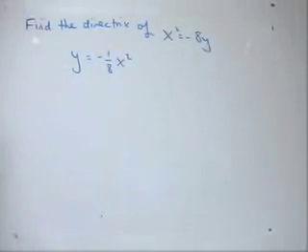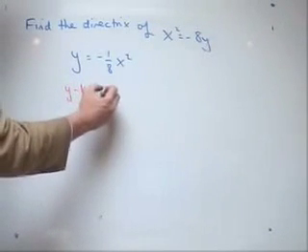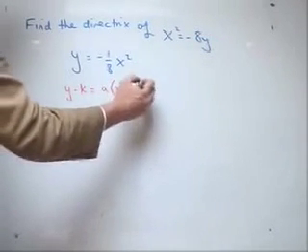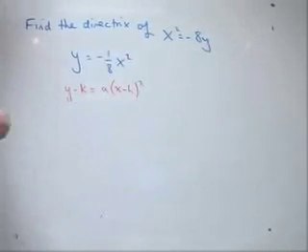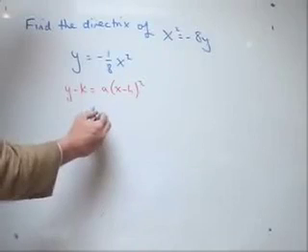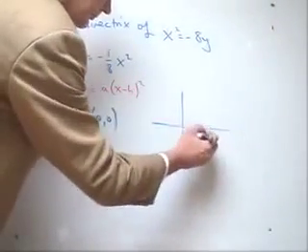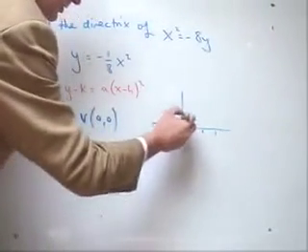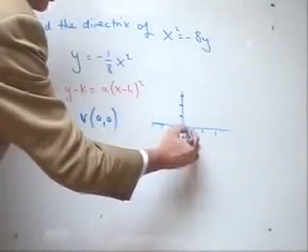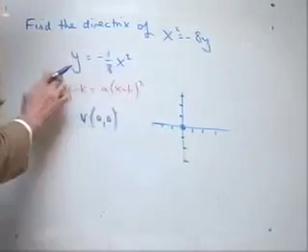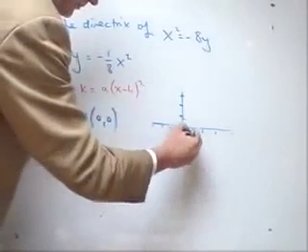Remember the standard equation, y minus k equals a times (x minus h) squared. So the k and the h are the vertex. So the vertex is (0, 0). Graph it out. Always graph these things out. So the vertex is (0, 0). Now x is squared and y, so it goes up or down. Negative means it goes down.